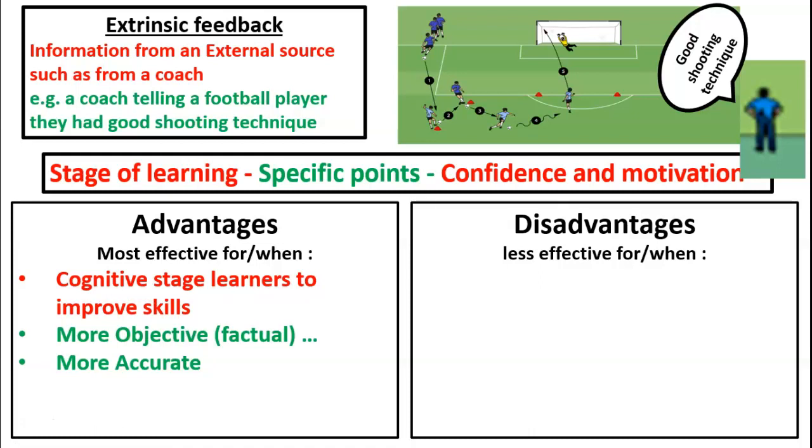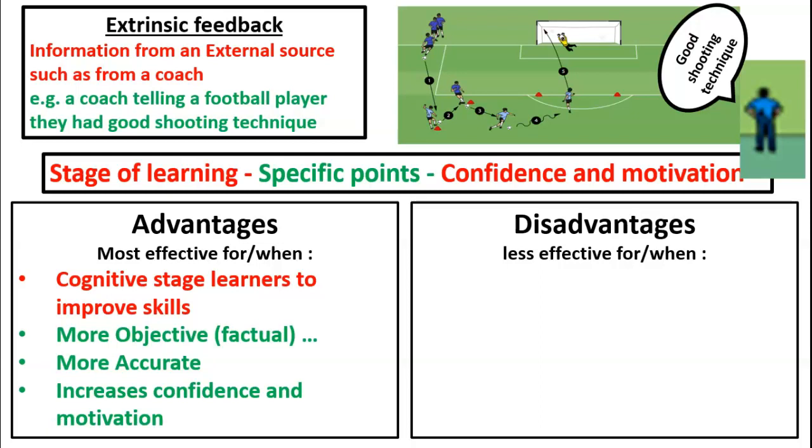Okay, and if it is objective and accurate, this can really help increase confidence and motivation, because if an external source, such as a coach, is saying you are doing this well, you're thinking, well, it's a fact, he's not making it up, it's accurate, he's my coach, so he must know what he's talking about. This makes you feel good. Okay, so extrinsic feedback can be brilliant for raising confidence and motivation.